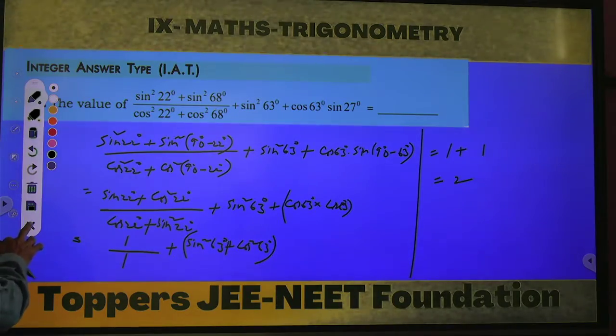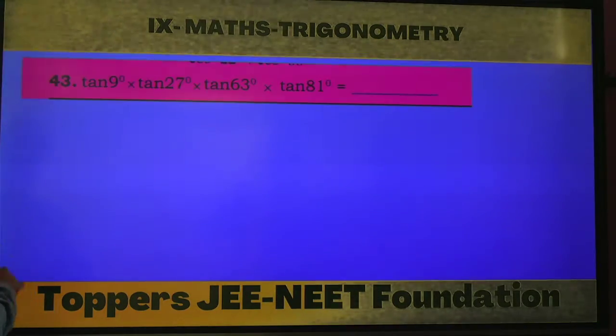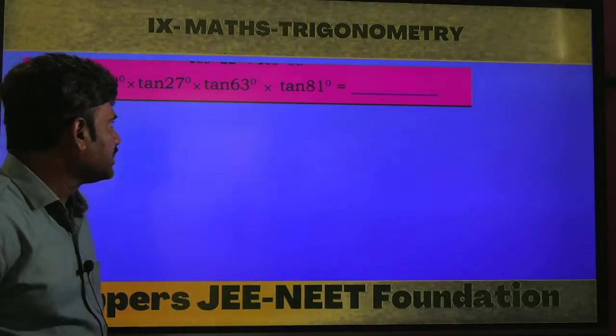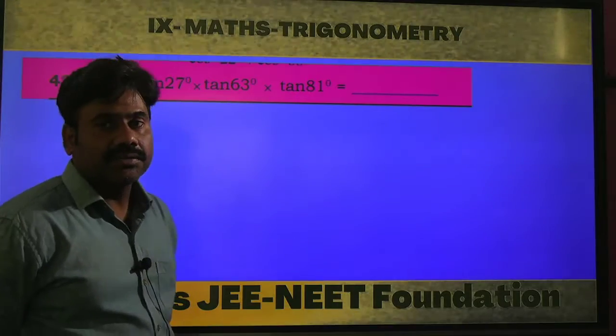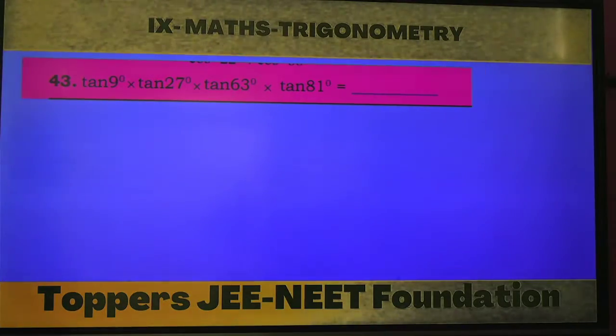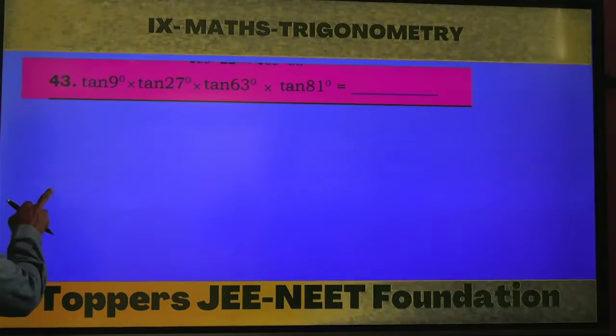So next question: tan 9 degrees into tan 27 degrees into tan 63 degrees into tan 81 degrees. We have already solved this question. That value is equal to 1.